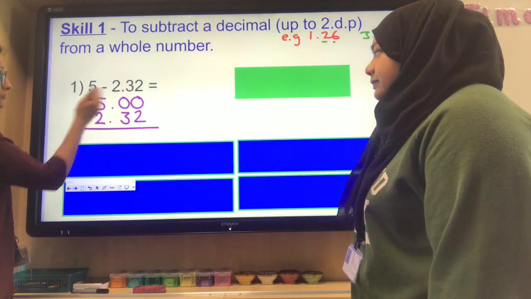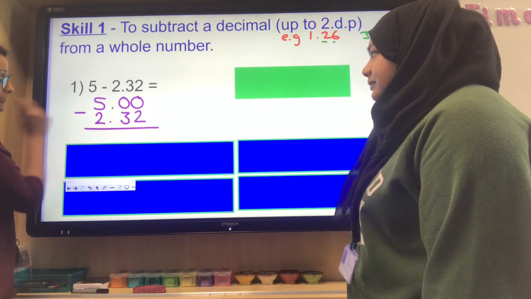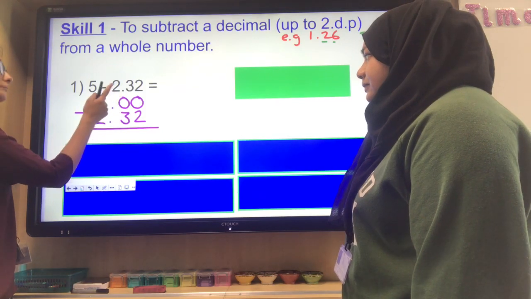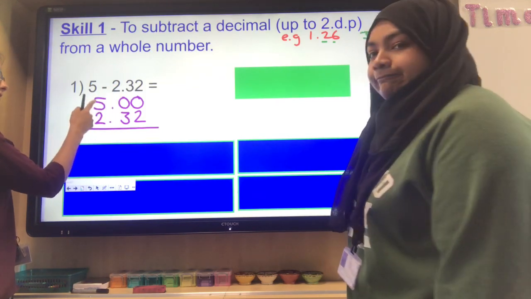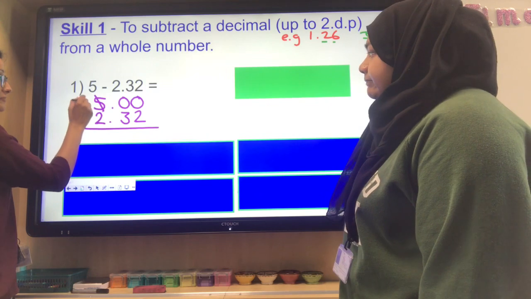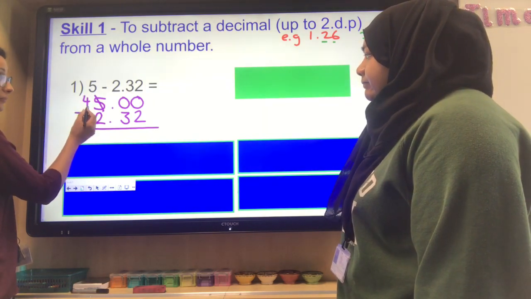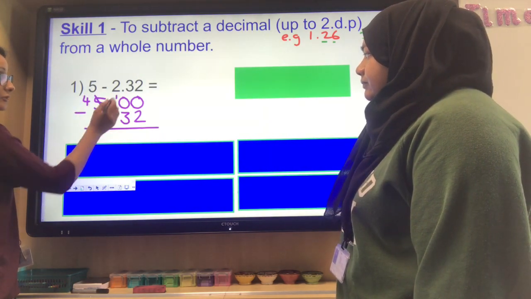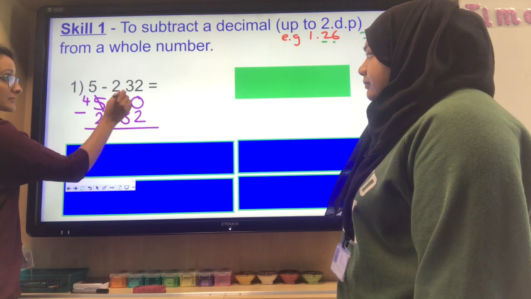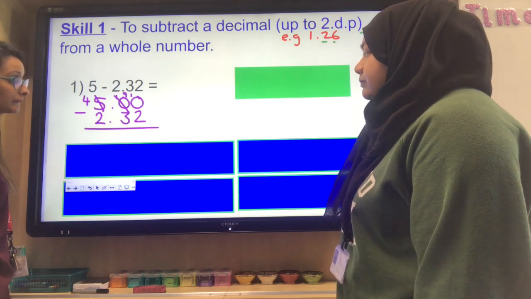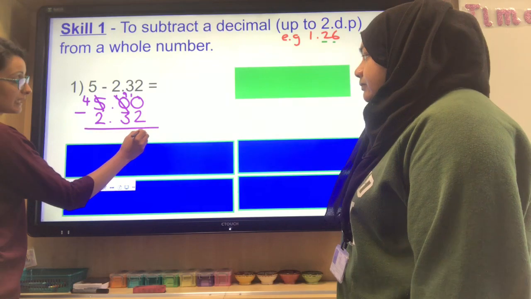So, let's put our number operation there. 0 minus 2, can't do. Can't borrow from here, must borrow from here. So the 5 becomes a 4. I carry that 1 over into this column. However, I'm borrowing again, so it becomes a 9, and this becomes a 10. Okay? 10 minus 2 gives me 8.